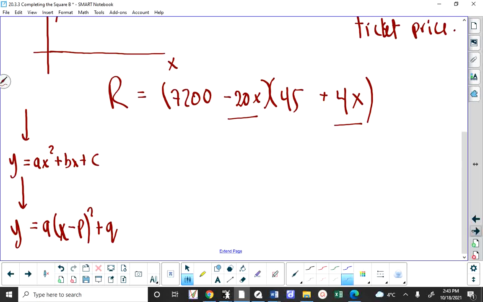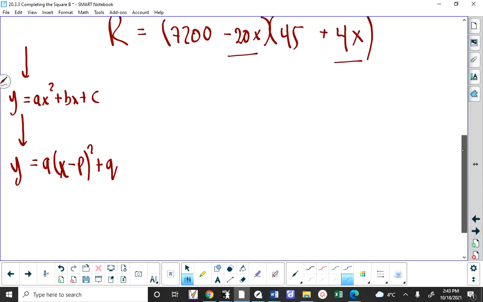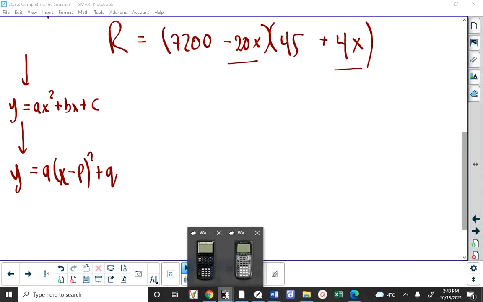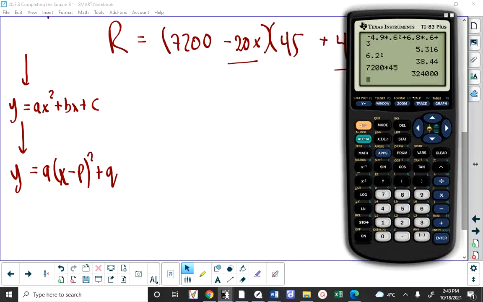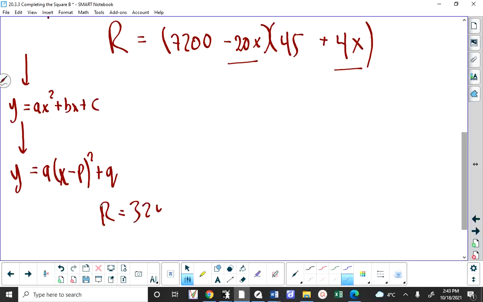So there's algebra now. We have to FOIL this out to get the standard form, then we have to complete the square. Of course, we're going to use a calculator to multiply things like 7,200 times 45. We're not going to say, oh, you've got to do that in your head. It's Math 20. We're going to be reasonable and say it doesn't matter what math you're in, you're going to do that. So my revenue is 324,000. My outer is 4x times 7,200, which is 28,800x.